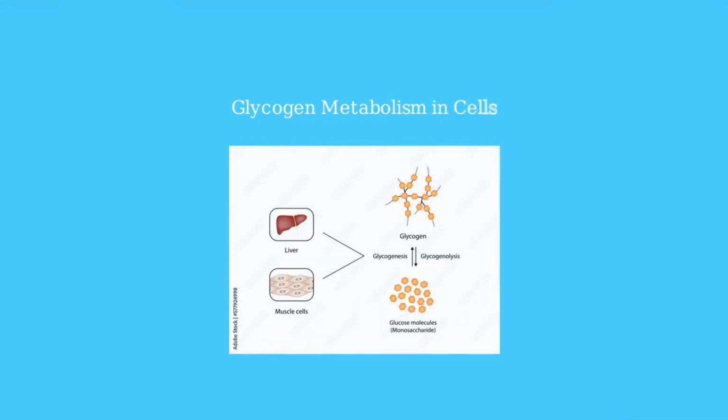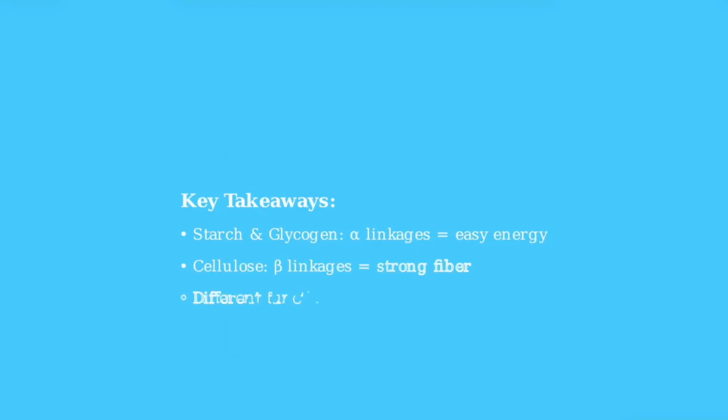Glycogen metabolism happens in liver and muscle cells through glycogenesis, building, and glycogenolysis, breaking down to glucose when energy is needed. So remember, starch and glycogen are like quick energy snacks with alpha linkages that break down easily. Cellulose is like the tough support structure of plants, with beta linkages that provide fiber we can't digest. Each serves important roles in nature.